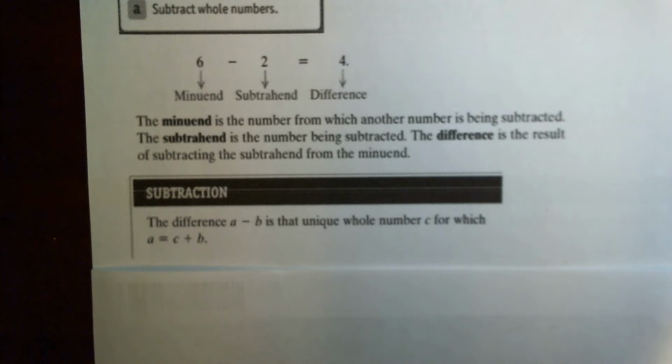And so here's the official definition of subtraction. The difference, a minus b, is that unique whole number c for which a equals c plus b. In other words, that's how we can check our answer also. So we're going to cover this in just a moment here.